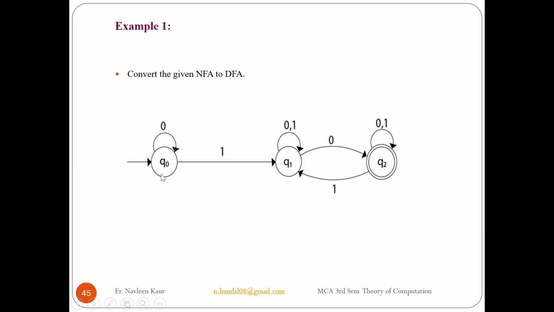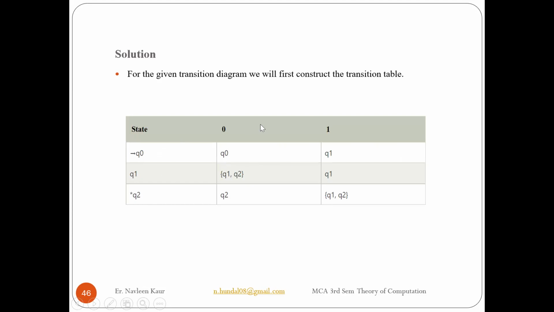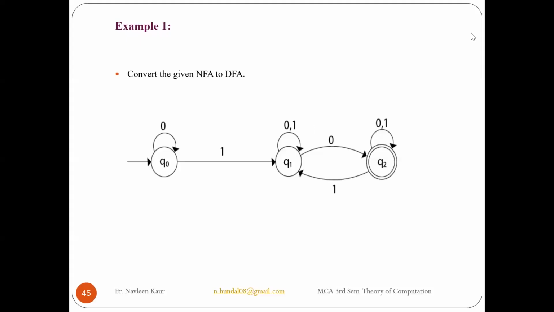Yes. From Q0, if you give 0, you come back to Q0. From Q0, if you give 1, you go to Q1. So this is the transition function. Okay, so for the given transition diagram, this is the first step. For the given transition diagram, we will first construct the transition table. So this is your NFA.